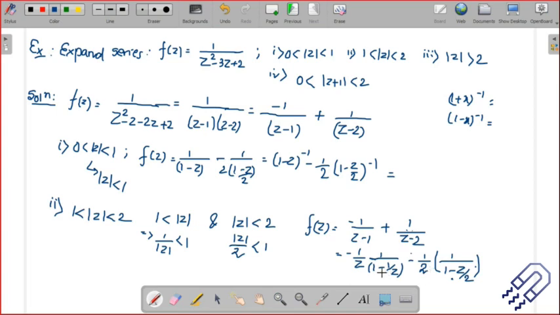Now I'll simply expand this: 1 minus 1 by z to the power minus 1, and this is 1 minus z by 2 to the power minus 1. Use this and expand it, and you get your answer. So you have to just find out the region in which it is analytic and design the function in such a way that you are not violating that particular condition.